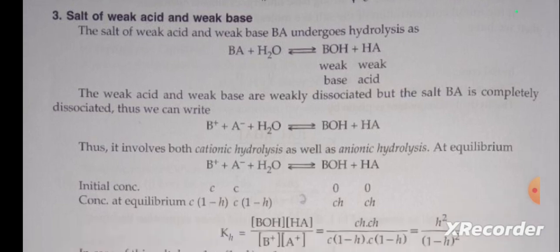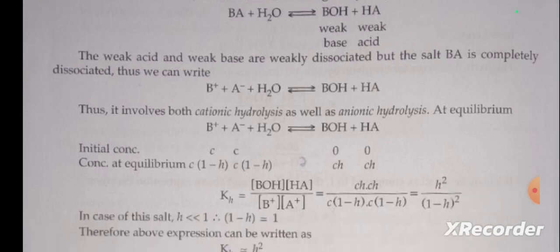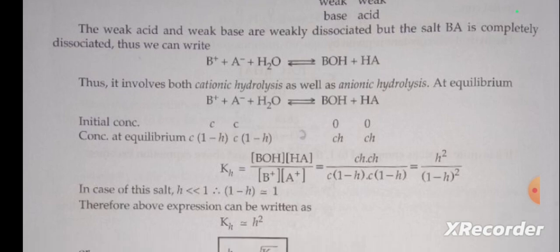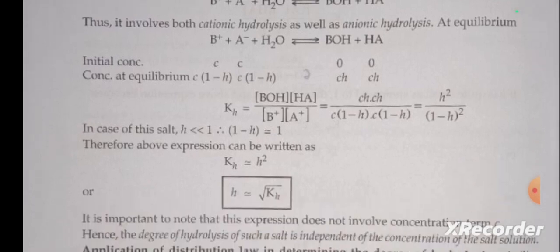Salts of weak acid and weak base. The salt BA of a weak acid and weak base undergoes hydrolysis as BA + H2O ⇌ BOH + HA. Both the weak acid and the weak base are weakly dissociated, but the salt BA is completely dissociated. Thus, we can write B+ + A- + H2O ⇌ BOH + HA. Thus, it involves cationic hydrolysis as well as anionic hydrolysis.